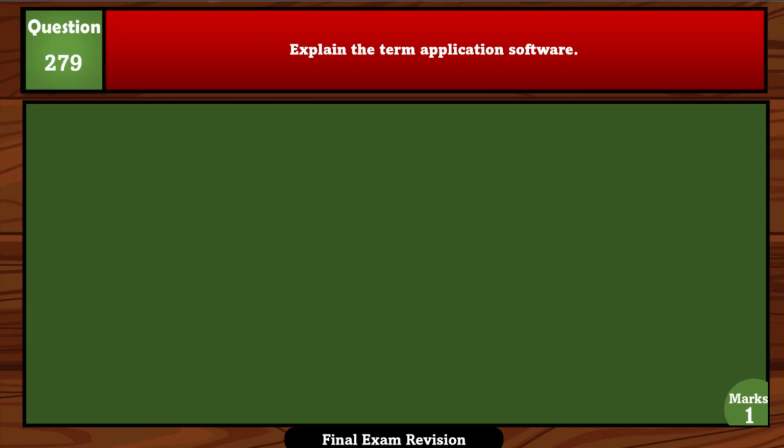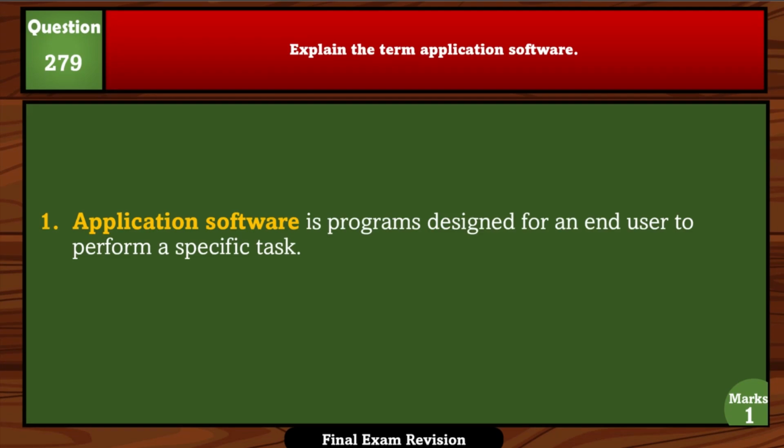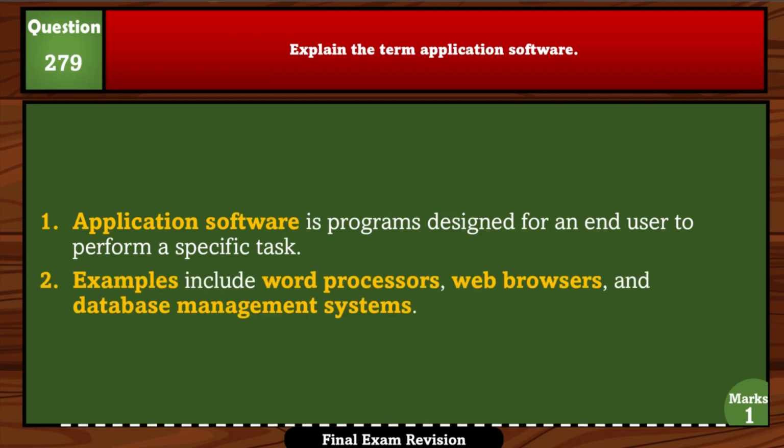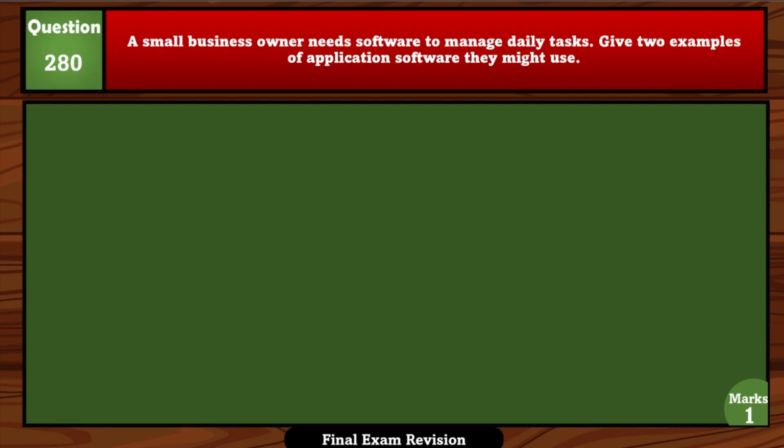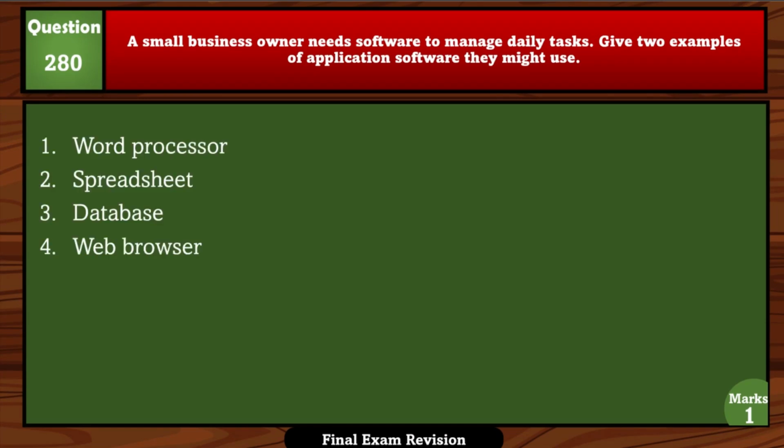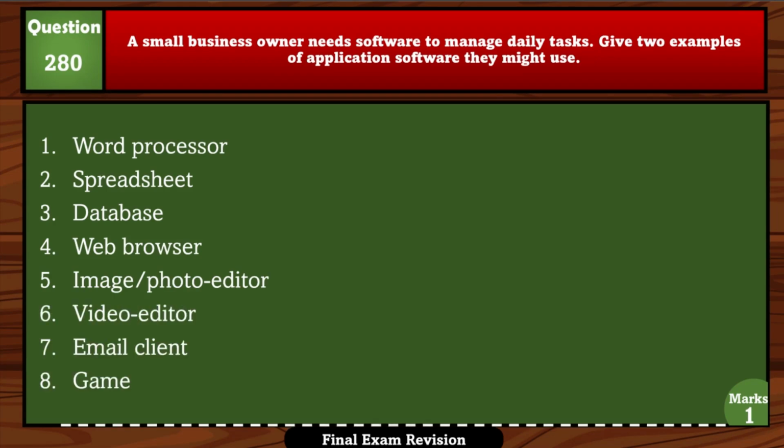Application software. Question 279. Explain the term application software. Application software is a program designed for an end user to perform a specific task. Examples include word processors, web browsers, database management systems. Question 280. A small business owner needs software to manage daily tasks. Give two examples of application software they might use. So number 1, word processor, spreadsheet, database, web browser, image or photo editor, video editor, email client, and game. So these are all examples of application software.